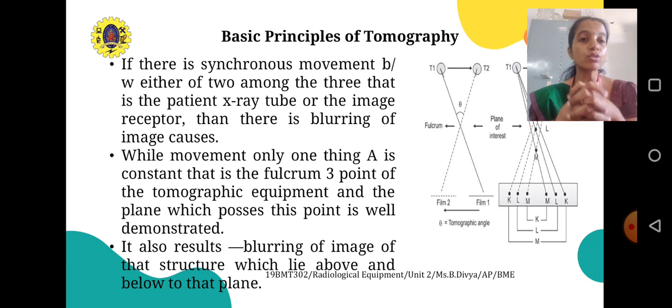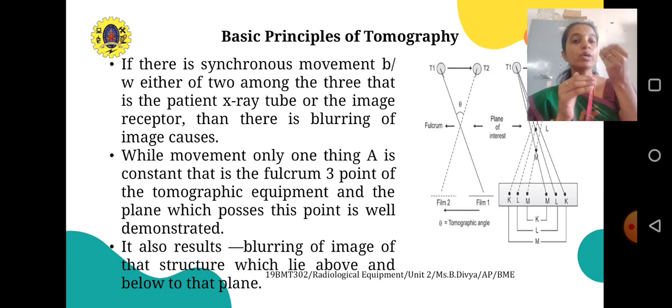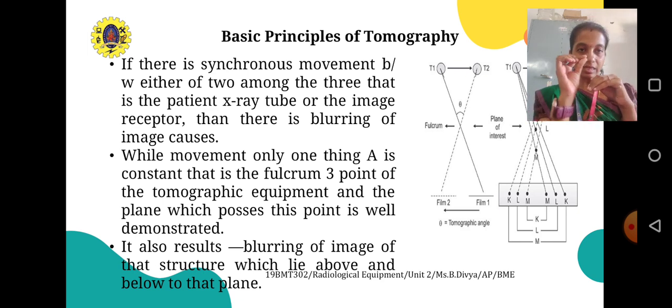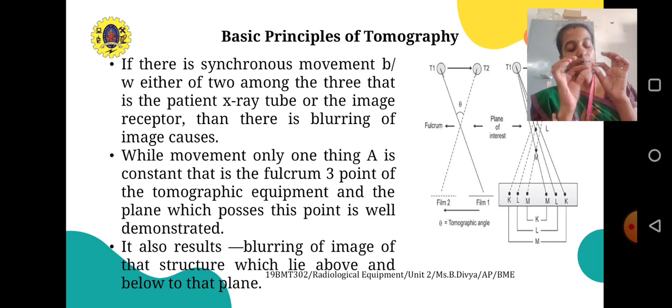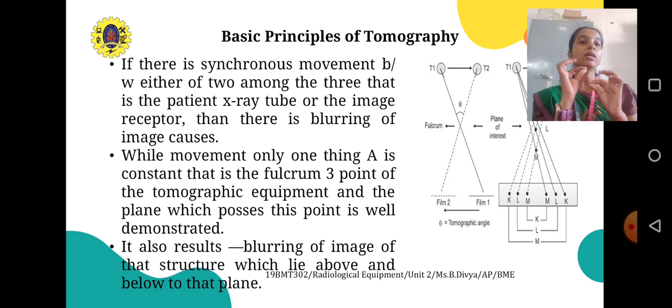It also results in blurring of the image of structures which lie above and below that plane. We have a certain point called the fulcrum or point A or the plane of interest. If the plane crosses either above that point or below that point, we will have blurring in the image. We will not be able to find any proper images.